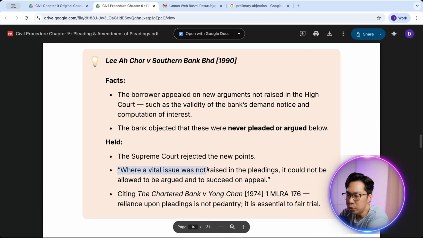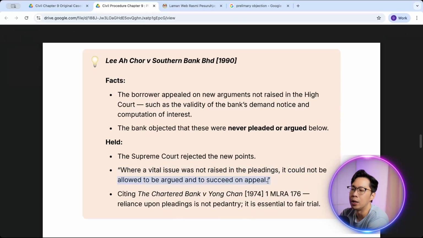Where a vital issue was not raised in pleading, it could not be allowed to be argued and succeed on appeal. It was never raised in the pleading. It was never argued in the lower court. So now you go to Supreme Court or whatever court of appeal, you cannot raise it.